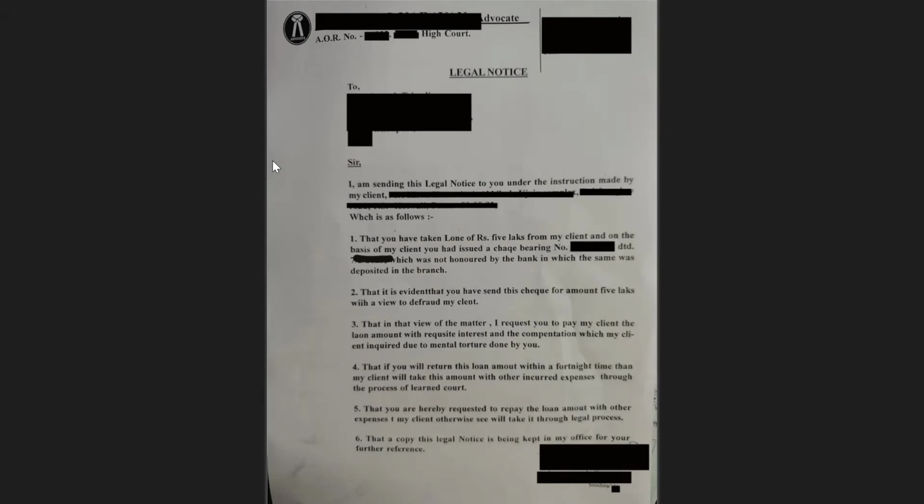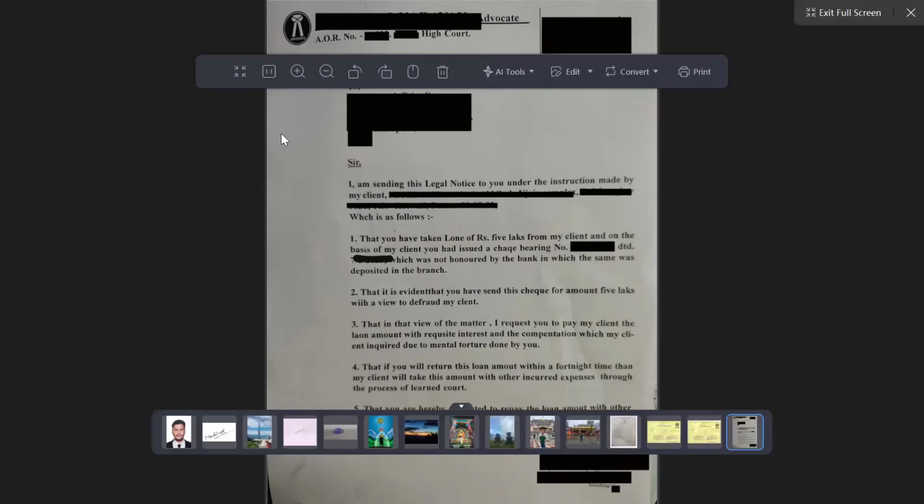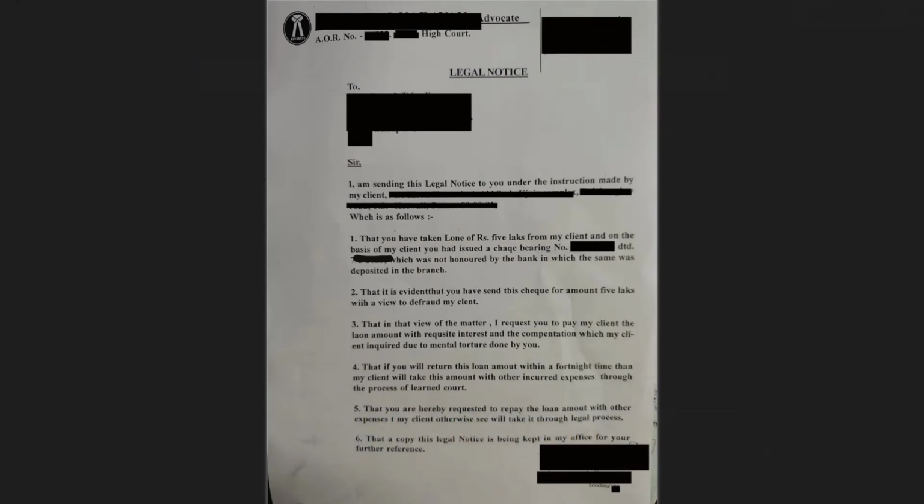And as I can check, there is an AOR code written also. As you are aware, AOR is Advocate on Record in the Supreme Court of India. But I don't think this legal notice is sent by any AOR. But the AOR code is written on the top of the legal notice.